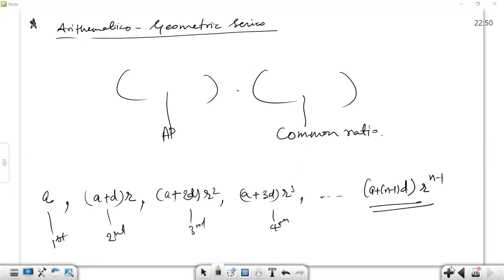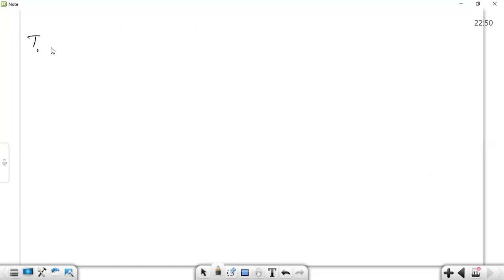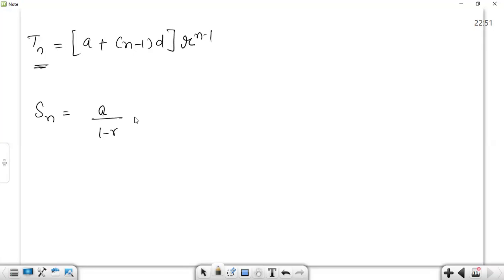Great. So the nth term of the arithmetico-geometric series is a plus n minus 1 into d, into r raised to the power n minus 1. There is also a formula for the sum of n terms, and it is like a upon 1 minus r plus dr into 1 minus r raised to the power n minus 1, divided by 1 minus r square.